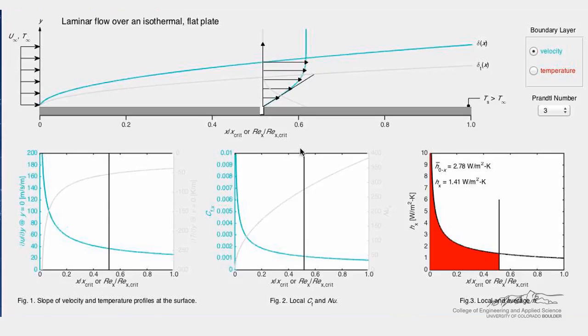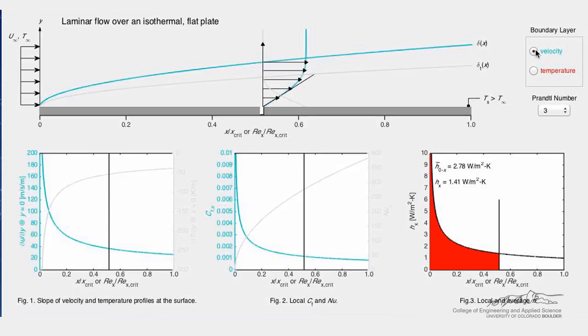This demo models laminar flow over an isothermal flat plate. Initially, the fluid has a uniform temperature of T infinity and a uniform velocity of U infinity. The plate has a constant temperature of T sub s and is hotter than the fluid.